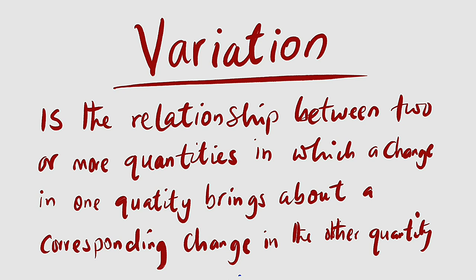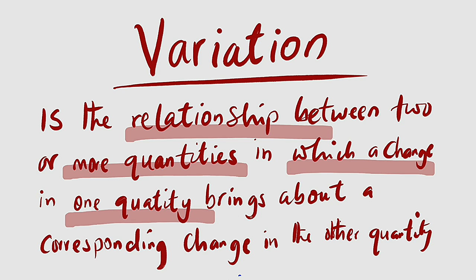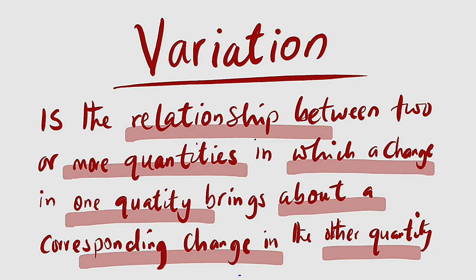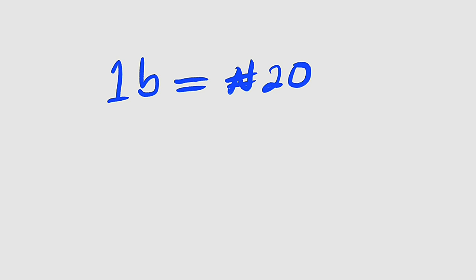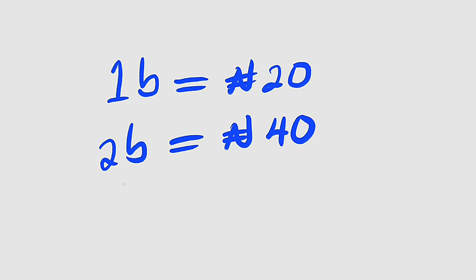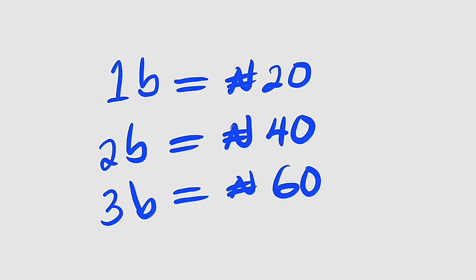So let's define variation. Variation is the relationship between two or more quantities in which a change in one quantity brings about a corresponding change in the other quantity. Let me explain this. Suppose I bought a single book at the rate of, let me say, 20 naira. Definitely, two books will cost me how much? 40 naira, right? And what about three books? They will cost me 60 naira.